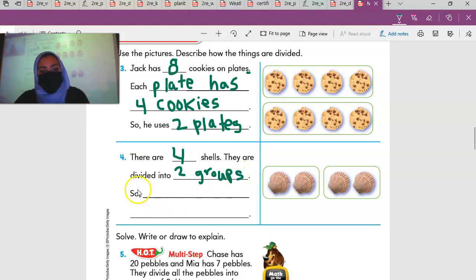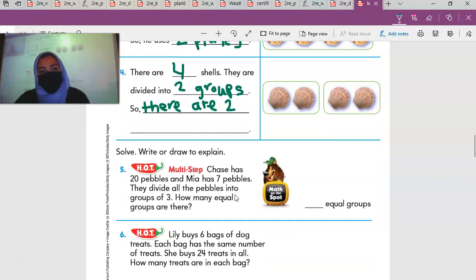So, how many are there in each group? So, there are how many shells in each group? So, there are 2, so there are 2 shells in each group. In each group. Yes, Leia. There are 2 shells in 2 groups. Yeah, that's fine.